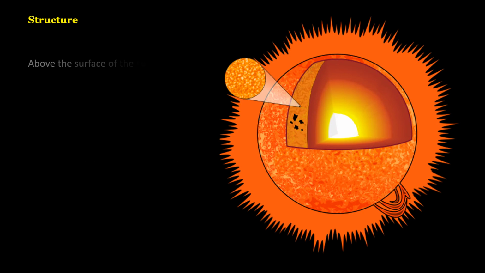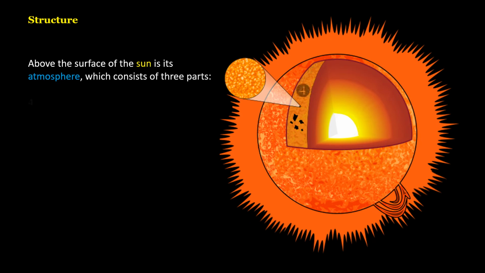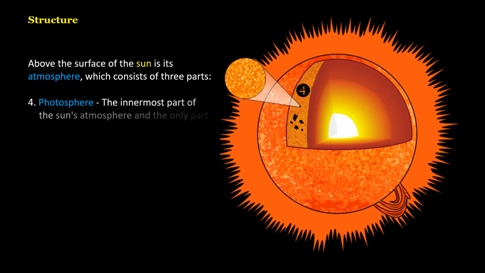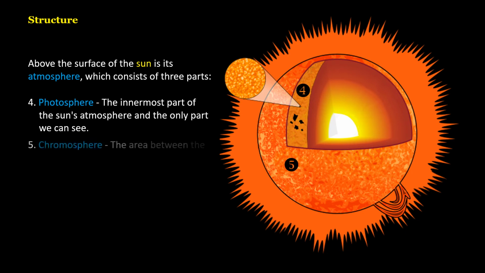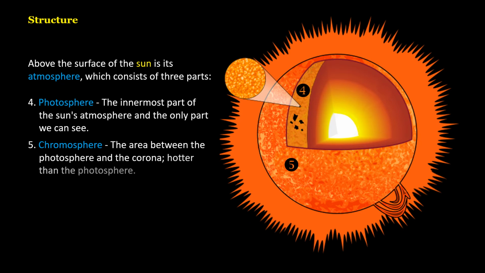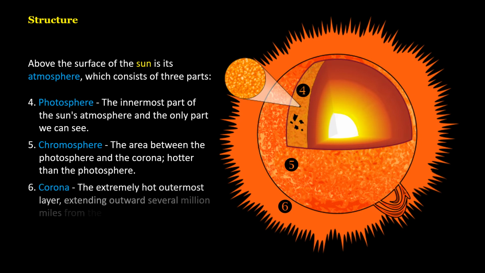Above the surface of the sun is its atmosphere, which consists of 3 parts. 4. The photosphere, the innermost part of the sun's atmosphere and the only part we can see. 5. Chromosphere, the area between the photosphere and the corona, hotter than the photosphere. 6. Corona, the extremely hot outermost layer, extending outward several million miles from the chromosphere.